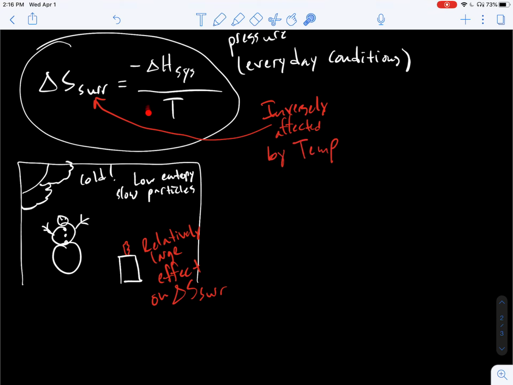If I have a small temperature here, so whatever the delta H of the system here for a combustion reaction, if I divide it by a low temperature, let's say on a cold day, I get a larger delta S of the surroundings, a larger relative effect.